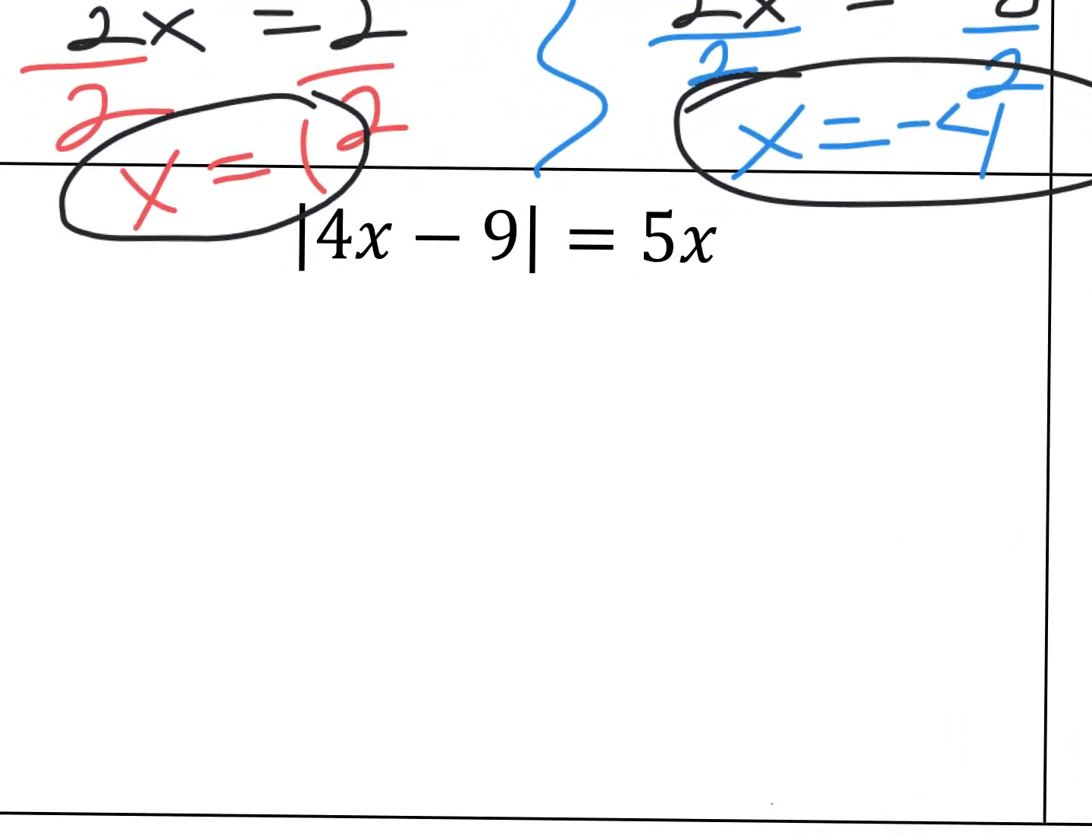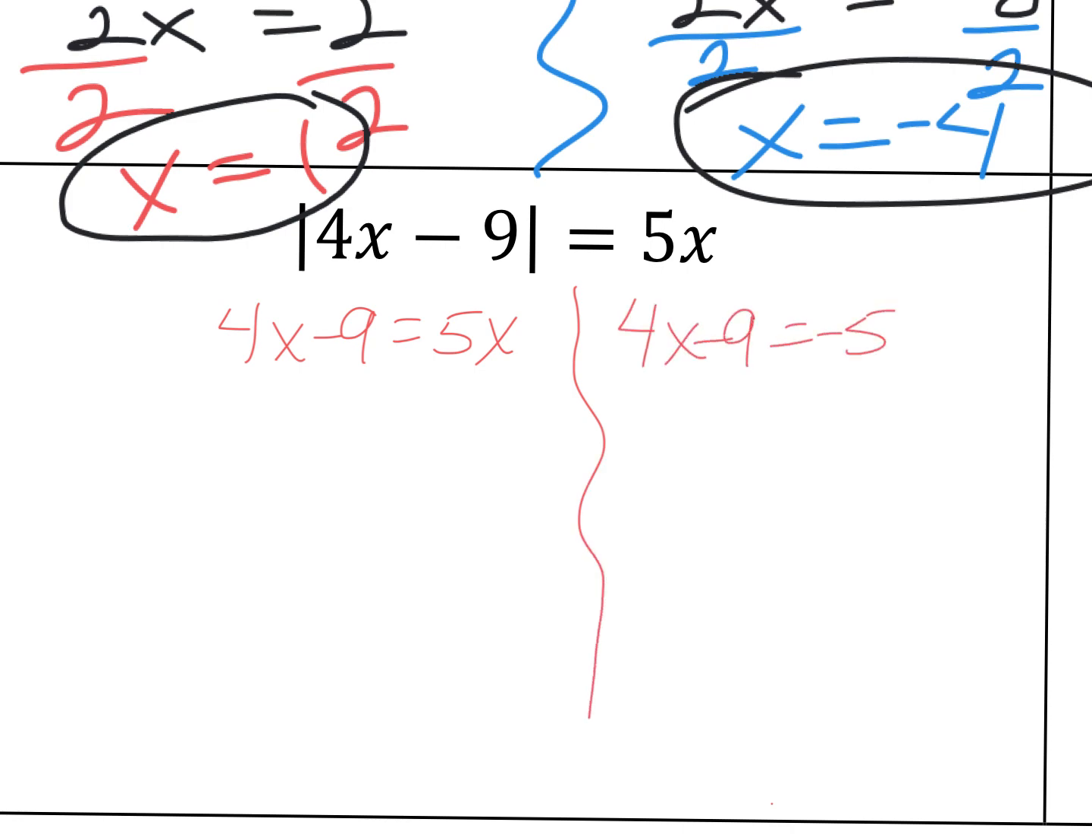Let's see, we have the absolute value of 4x minus 9 equals 5x. So we're going to set this equal to positive 5x and set it equal to negative 5x. So 4x minus 9 equals 5x is one of our equations we're going to work out. And then 4x minus 9 equals negative 5x, okay?